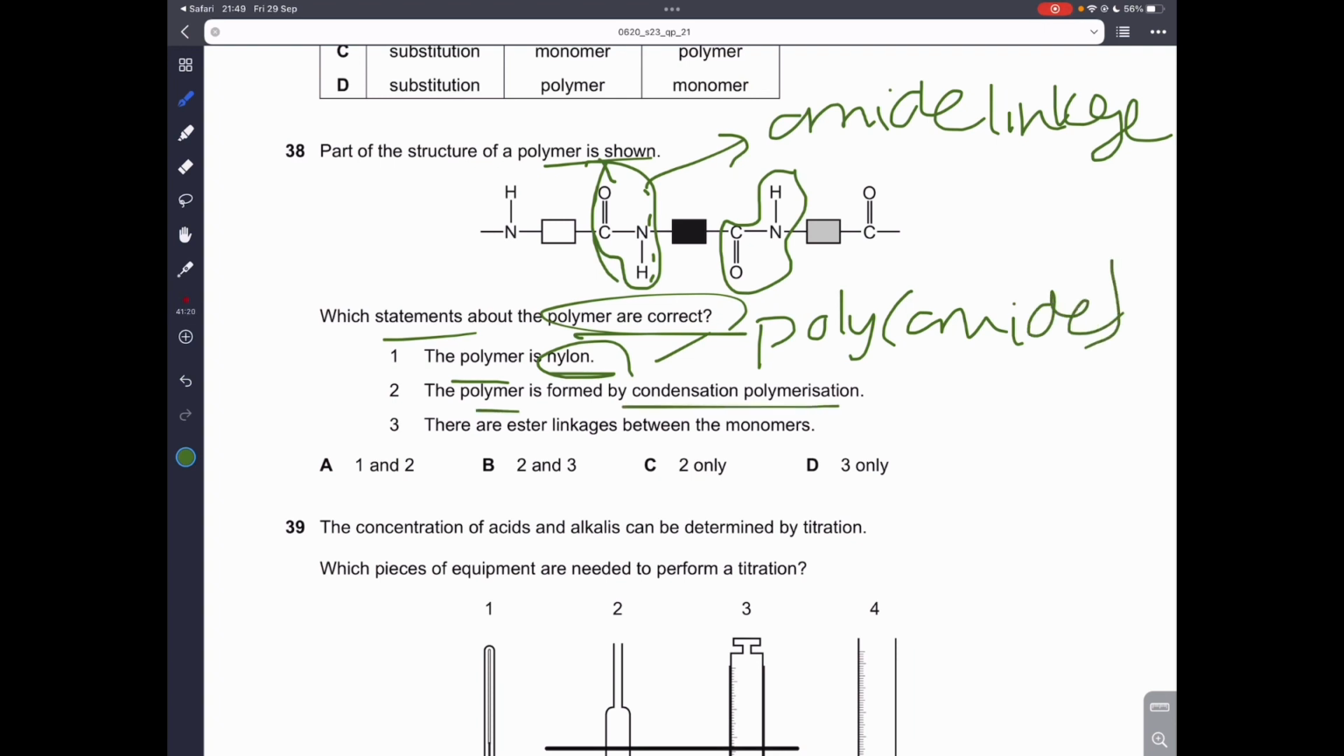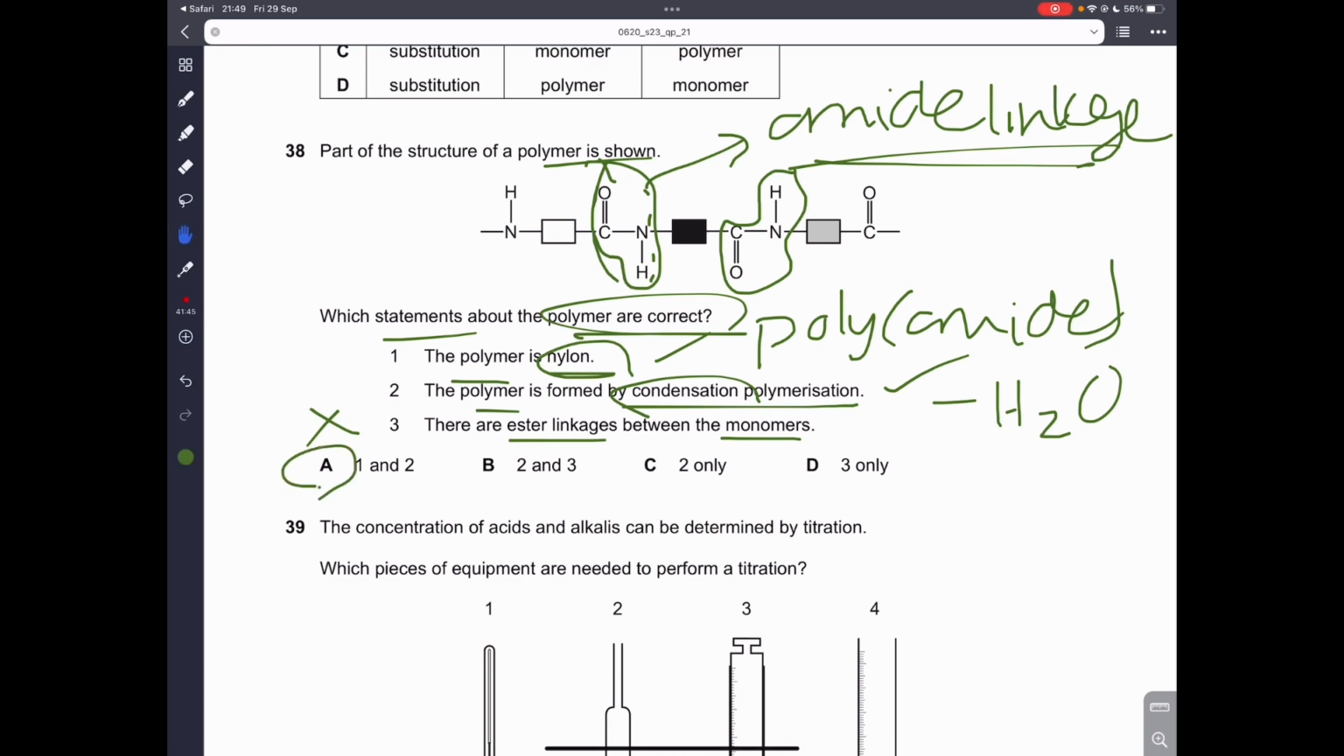The polymer is formed by condensation polymerization. This is correct. Condensation polymerization means you remove a water molecule when you react the molecules together. There are ester linkages between the monomers. No, this is wrong. There are amide linkages between the monomers. So 1 and 2 are correct. So A is the correct answer.